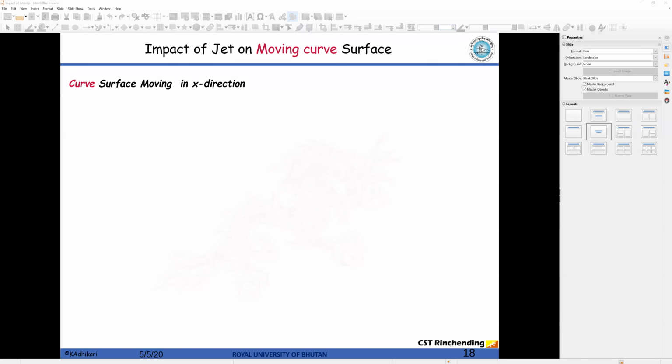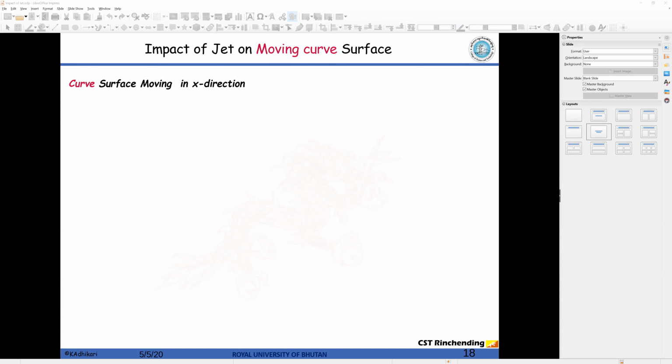Hello students, let's continue from where we left off last time. Today we are going to study the impact of a jet on moving curved surfaces. In the previous lesson we discussed how to analyze a jet impinging on a surface that is moving either in the direction of the jet or in the opposite direction.